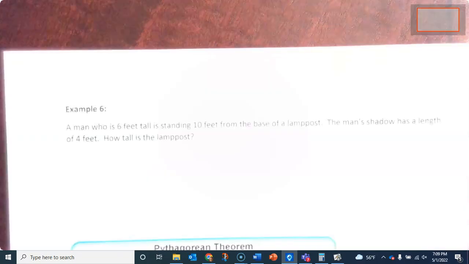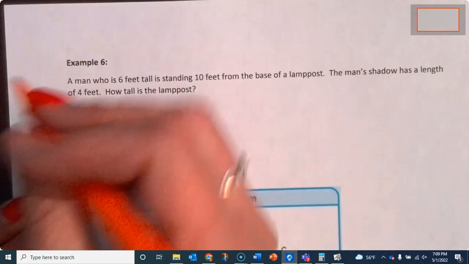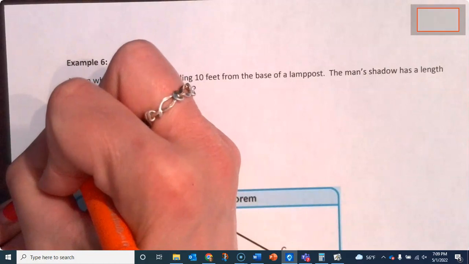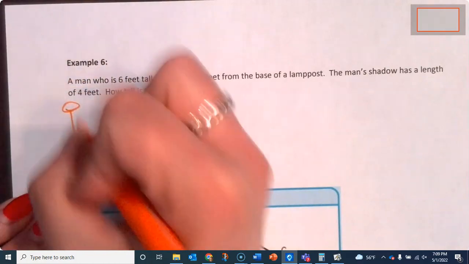So continuing on with one more question dealing with similar triangles, here's a word problem. It says, example 6, a man who is 6 feet tall is standing 10 feet from the base of a lamppost. The man's shadow has a length of 4 feet. How tall is the lamppost? So I definitely want to draw my diagram. So we've got a lamppost. Let's say this is my lamppost.